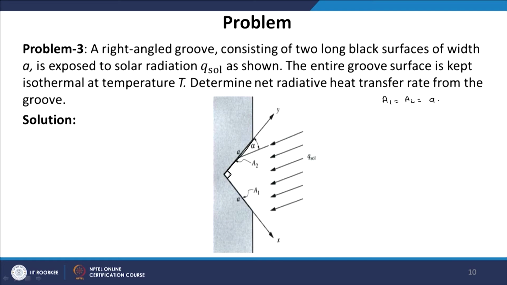The temperature of the enclosure is maintained. So, it is an isothermal groove, and the temperature is kept as T. So, we have to determine the net radiative heat transfer from the groove. That means, we have to find out total amount of heat transfer rate due to radiation. That means, the area of the groove times Q1 plus Q2. So, this is the quantity that we have to find out. So, this will be simply equal to A, because area is A, times Q1 plus Q2.